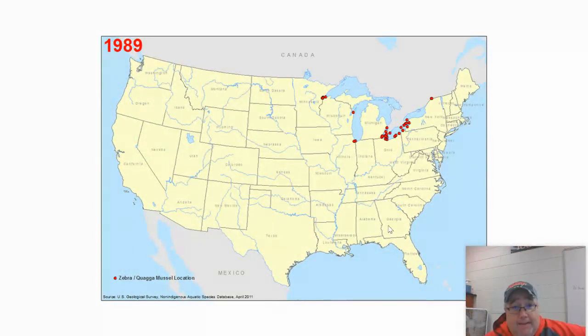Now, where these mussels normally live, they have predators that keep them in check. But over here in the Great Lakes, those predators are not existent. So, what do you think happens when you've got a species who is now living in water with no predator?